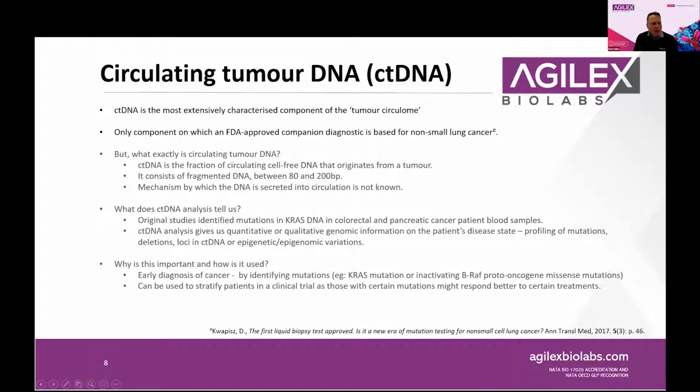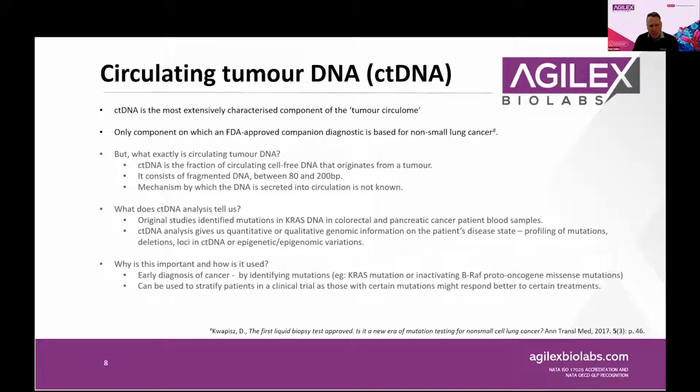But what really is circulating tumor DNA? Well, it's the fraction of cell-free circulating DNA that originates from the tumor. The mechanism by which it's secreted from the tumor isn't widely known, but in general, ctDNA consists of fragmented DNA from 80 to 100 base pairs in length. So early studies identified mutations within KRAS DNA in colorectal and pancreatic patient samples, and that really brought ctDNA to the fore in terms of mutation detection and molecular biology.